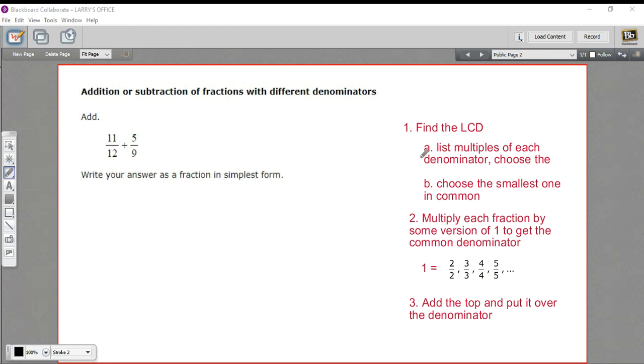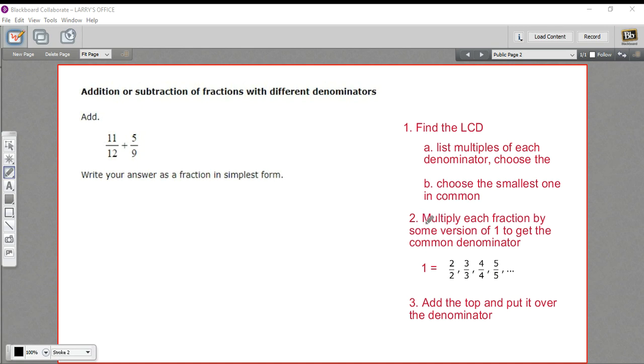Just to review the steps here, first we're going to find the least common denominator, so some number that we can turn the bottoms into that are going to be the same. We're going to do that by listing the multiples of each denominator and then choosing the smallest one they have in common, and I'll show you that in a minute.